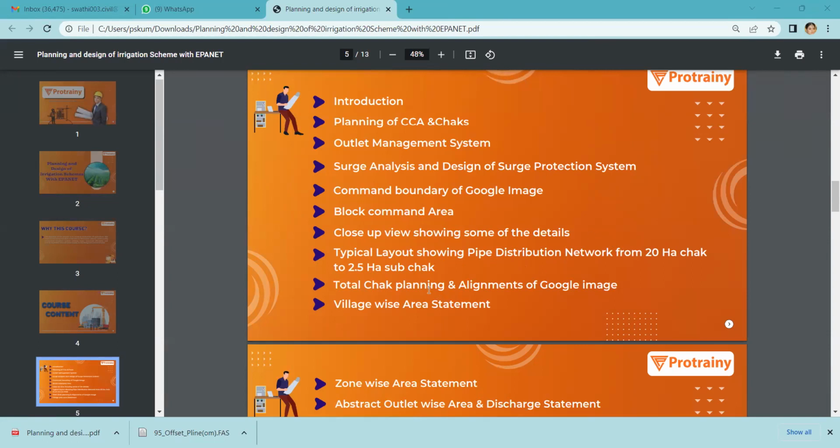Total chalk planning and alignment of the Google image. That means the entire project's chalk planning is superimposed on the Google map. Where there are obstructions like that, they must and should be avoided. For example, why should they be avoided?